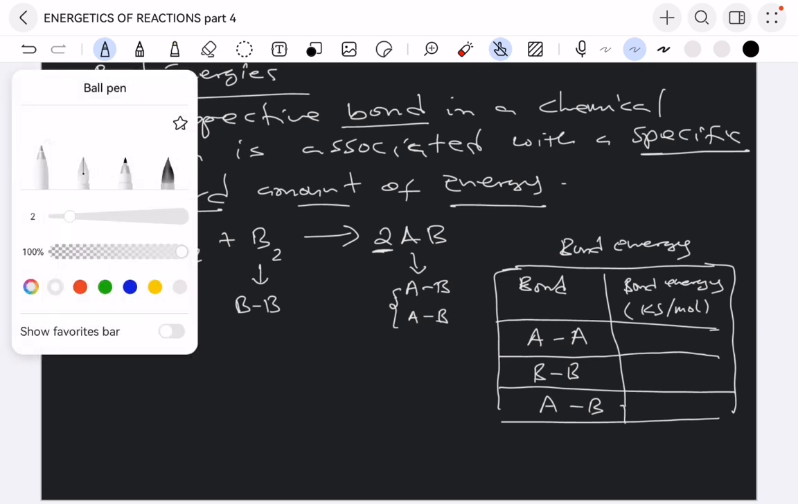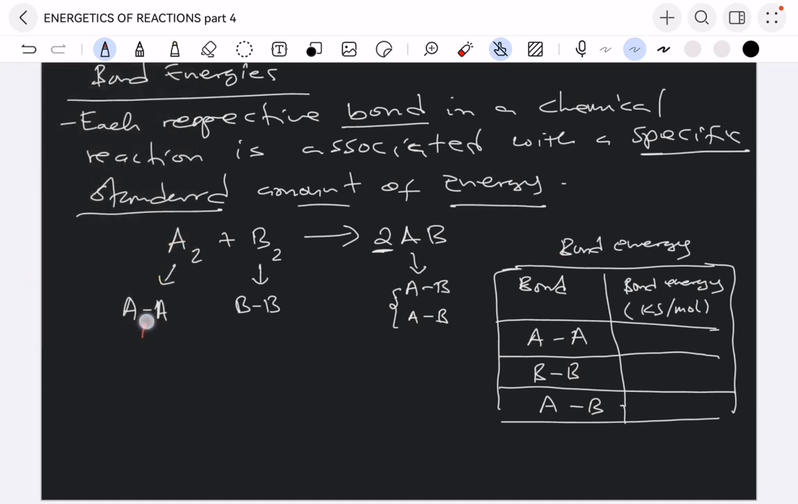We are saying each respective bond. So this bond has got a certain amount of energy that is measured in kilojoules per mole, which is going to be different from the amount of energy that is existing between B bonded to B. So hypothetically, we can say maybe this is 100 kilojoules per mole, then maybe this is 50 kilojoules per mole, and maybe this is 30 kilojoules per mole.